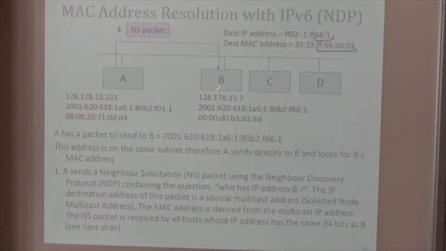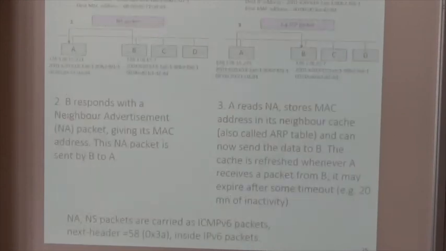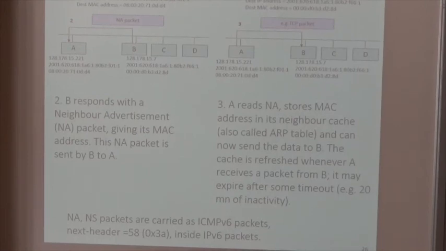So B will receive this packet and will respond to it by saying, yes, that's me, I have it, and it will respond with a packet that gives the MAC address. So if you want, this packet is an address resolution reply. It's called a neighbor advertisement and is sent by B to A. Voila, we'll do a break and we'll continue analyzing this at 1:15.